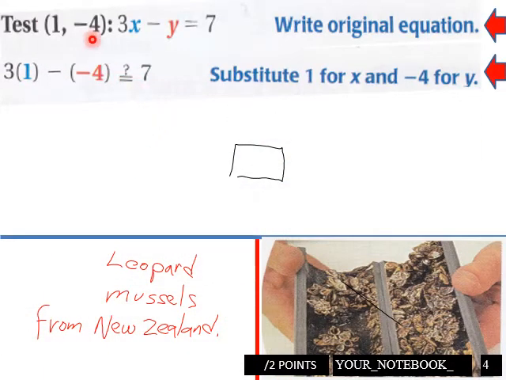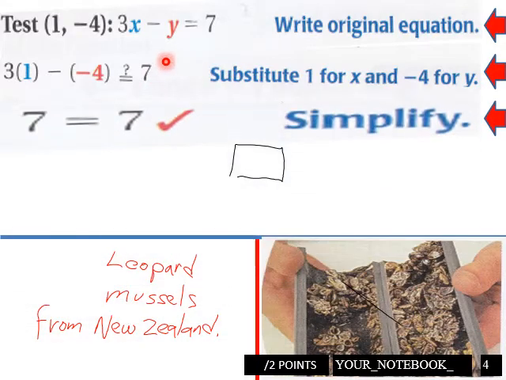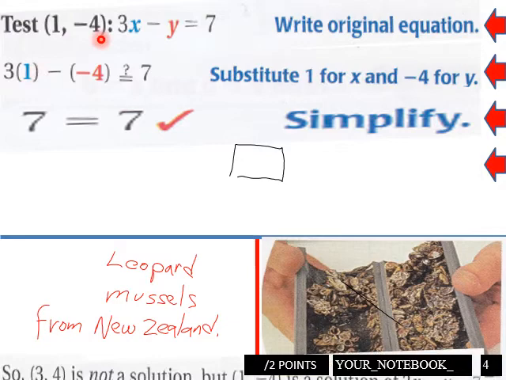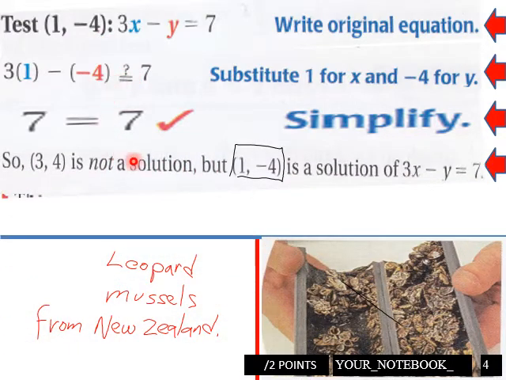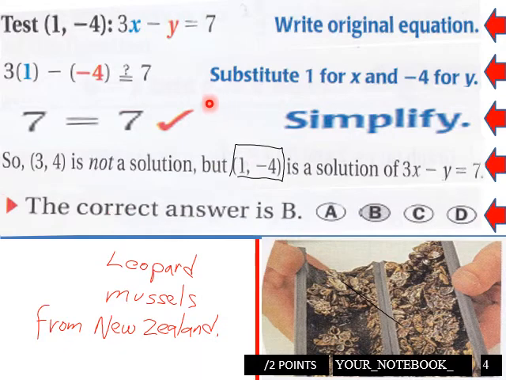So let's test 1, -4. We plug in 1, -4 here, and 7 equals 7. So 1, -4 seems to be a solution here. 3, 4 is not a solution, but 1, -4 is. The correct answer will be B for this one.